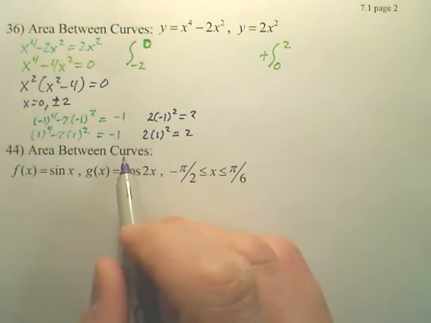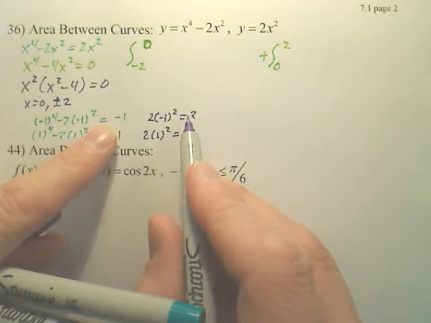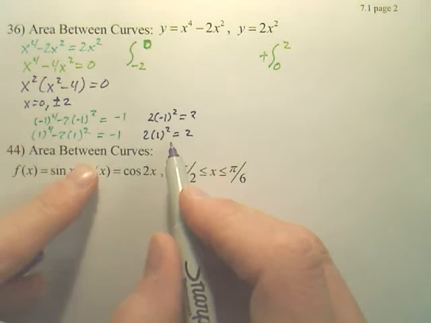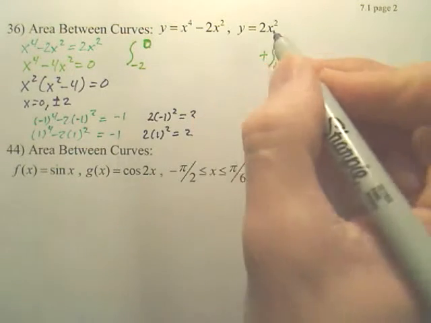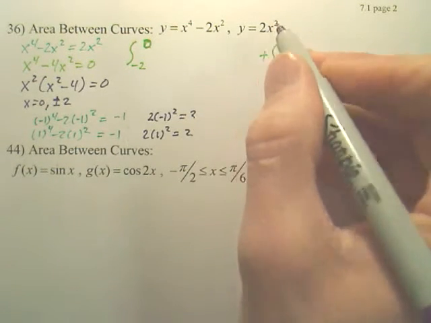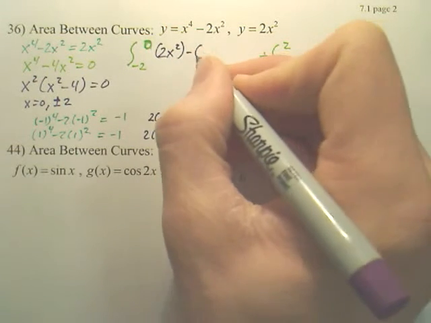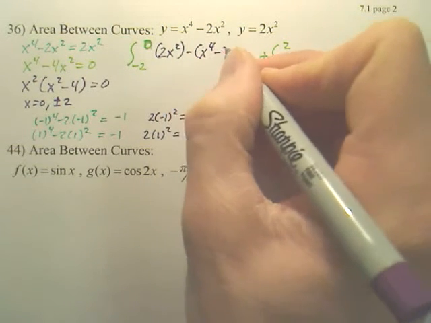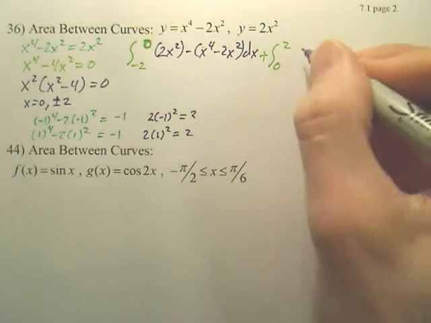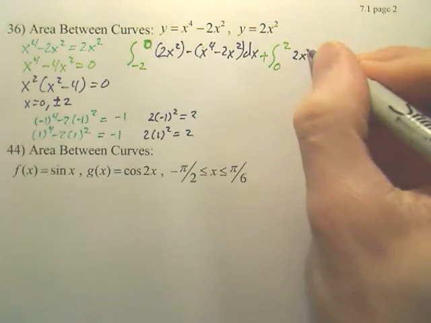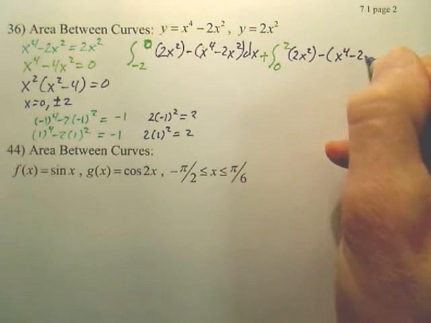So which one's always going to be on top? When we're at negative 1, isn't this guy on top? Isn't the purple always on top? And when we're at 1, isn't the purple still on top? So the purple is this one, right? So what's going to happen is we have the integral of 2x squared minus (x to the fourth minus 2x squared) dx.